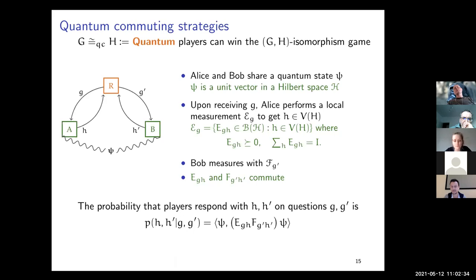Okay, so the whole strategy consists of choosing a Hilbert space, the state, and all these operators EGH, and the Fs. And once I've got a particular G, I collect all these EGH with the property that the sum is, okay, so I'm reading from this column or the row. All these operators I gather into one collection, and this is part of my strategy, yes? So these operators are part of your strategy. The answer is yes. Okay.